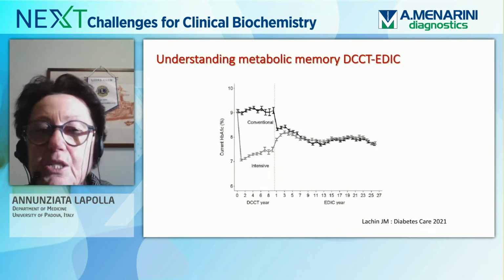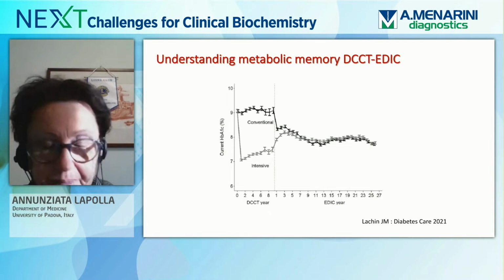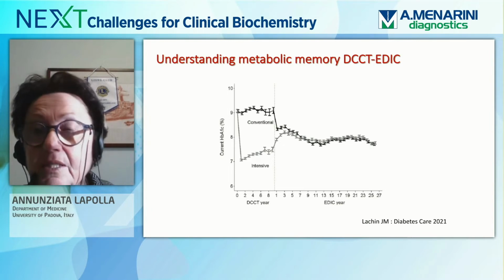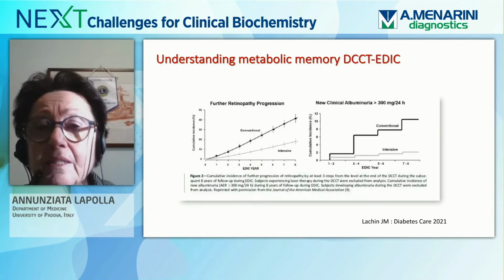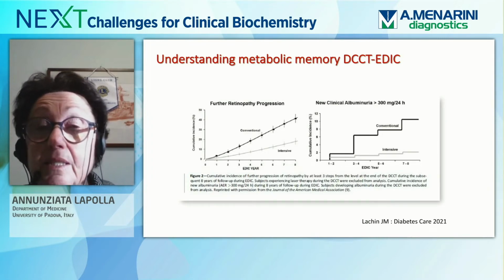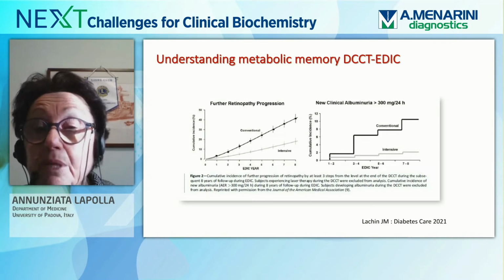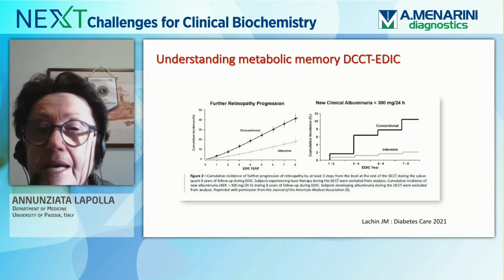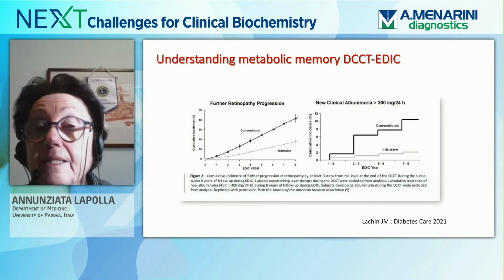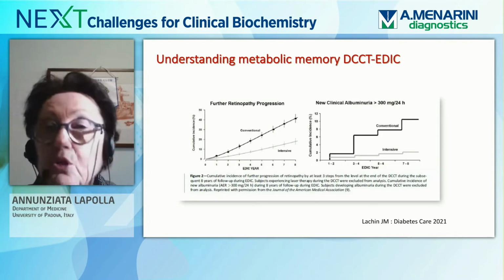But when the patients affected by type 1 diabetes started the follow-up of the DCCT study, the EDIC study, you can see the levels of HbA1c increase during these years of the EDIC study. But if we look at the chronic diabetic complications, patients in the DCCT that had intensive therapy, with respect to those that had conventional therapy, during the EDIC study had a reduction of the progression of retinopathy and a reduction of the onset of microalbuminuria.